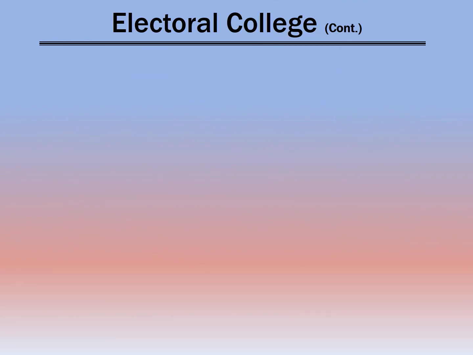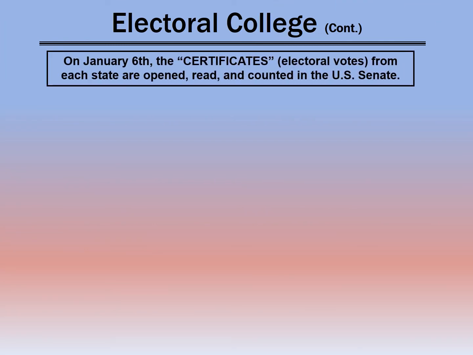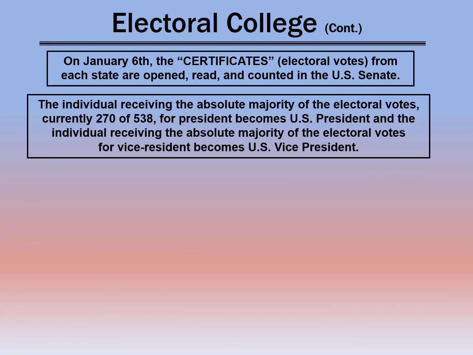On January 6th, the certificates, the electoral votes from each state, are opened, read, and counted in the US Senate. The individual receiving the absolute majority of the electoral votes, currently 270 of the 538 total electoral votes, for president becomes the US president, and the individual receiving the absolute majority of the electoral votes for vice president becomes vice president. But the vice president is attached to the president; they're running mates.